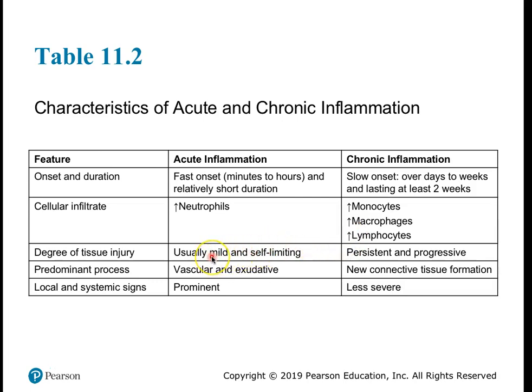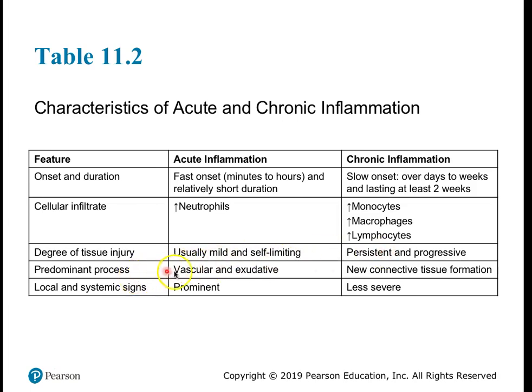The degree of tissue injury, when they say usually mild and self-limiting, what that means is I picked the knife up the wrong way, I cut myself, the area is going to be very acutely painful for a short period of time, and then it's going to resolve with wound healing. So relatively speaking, it's fairly mild. On the other hand, chronic inflammation is persistent, it's progressive.